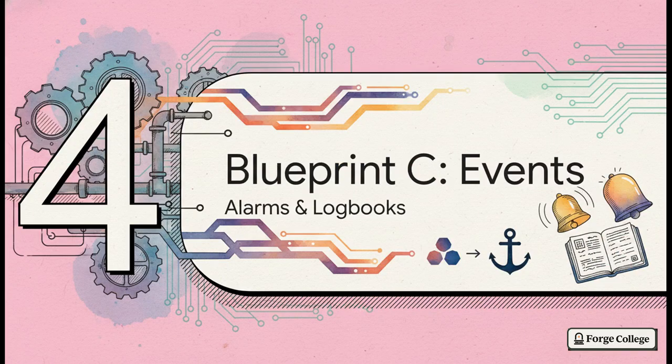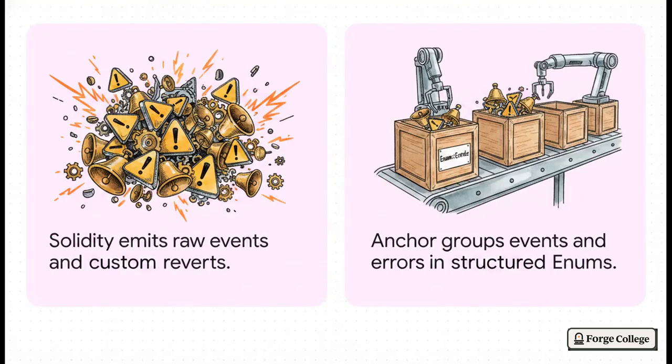Let's keep the momentum going. Section 4, Blueprint C, Events and Errors. Think of these as your system's alarm systems and logbooks. Notice how Anchor's macros provide this incredibly clear, structured mapping from Solidity's raw events and reverts directly over to Rust's result-based error types. While Solidity gives you raw events and custom reverts, Anchor utilizes the event and error_code macros to neatly package everything up into an enum.